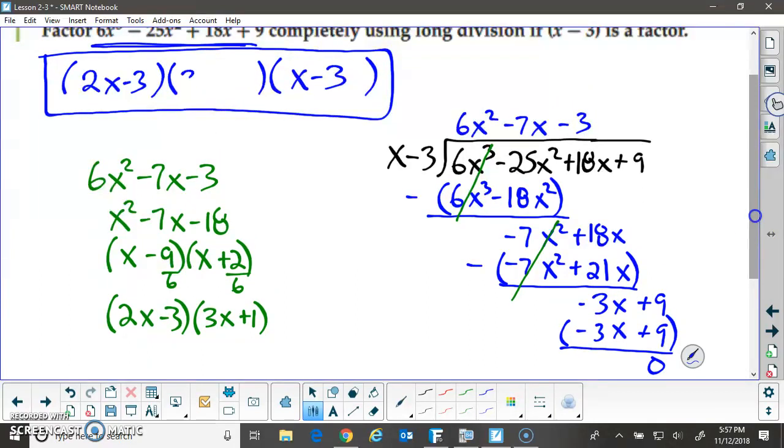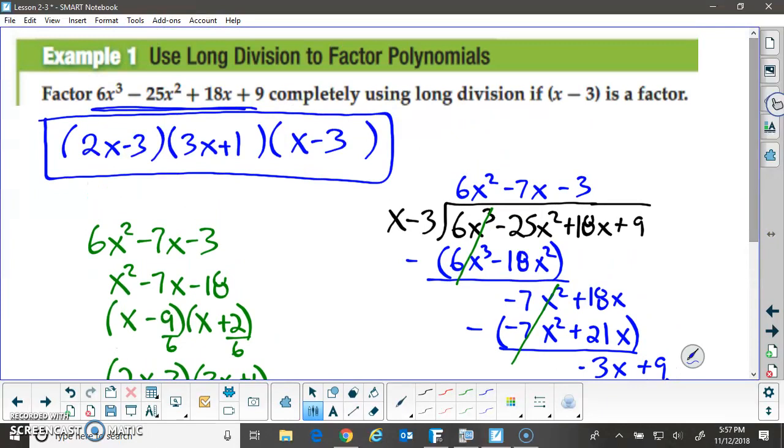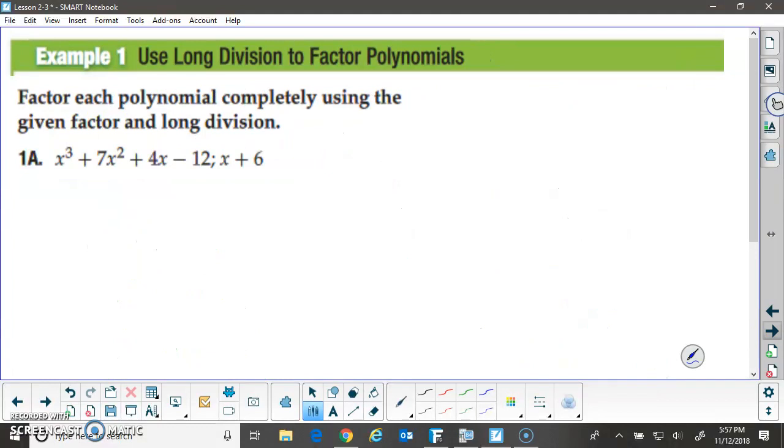2x minus 3 and a 3x plus 1. So that is the complete factorization of that third degree polynomial. Let's do another example of the same kind of problem.